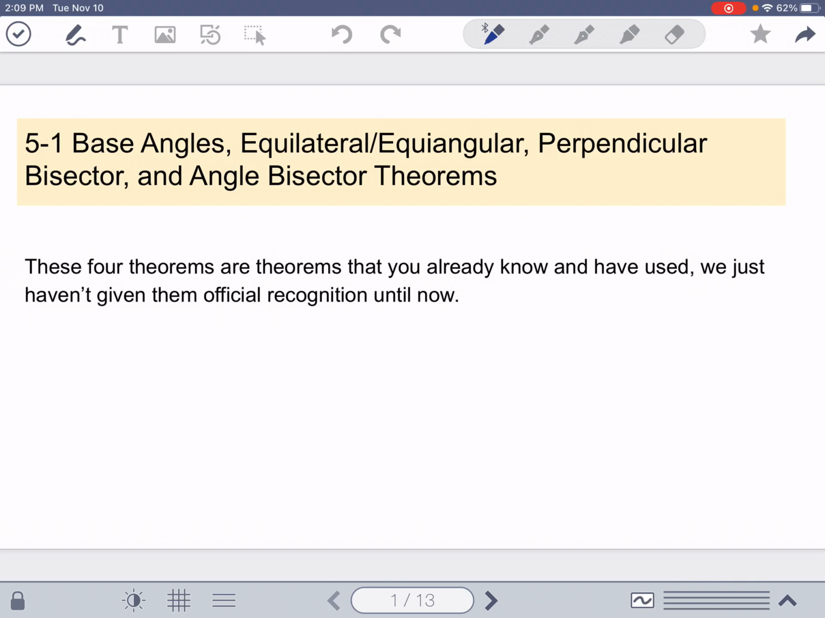All right, so today we're going to talk about some base angles, equilateral, equiangular triangles, perpendicular bisectors, and the angle bisector theorems. All of these are some theorems that we've been using. We just haven't officially given them some recognition until now.